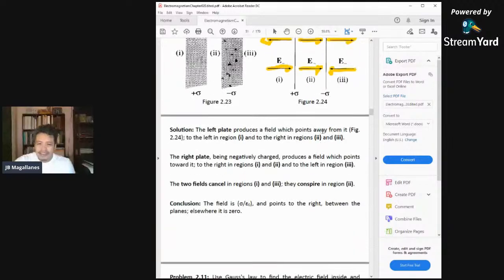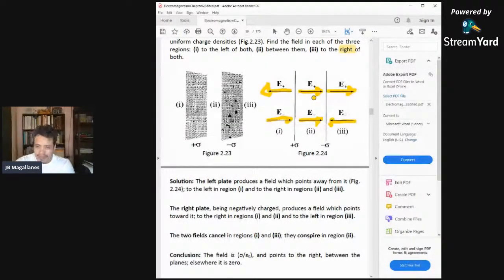So in region one and three, the field is zero, but inside the region between the surface charge densities, positive sigma and negative sigma, you have a reinforcement of fields, meaning you have sigma over 2 epsilon plus sigma over 2 epsilon, but the direction is going, in this case, to the right, because the electric field would have to go to the negative charge. If you interchange the negative and positive charge, of course, the direction of the electric field will also change. So that's the electric field inside.